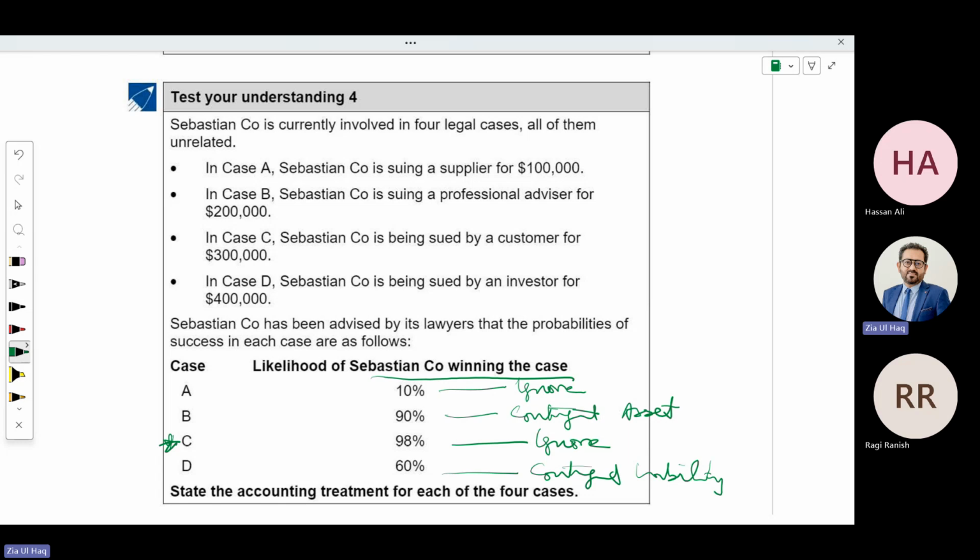See, the customer has sued the company for damages of 300,000. Meaning there is a chance of outflow. Likelihood of S company winning the case: 98% chance the company will win the case, only 2% chance the company will lose, meaning it needs to pay the customer. Yes. Probability of future economic outflow, how much? It is 2%. That is remote.